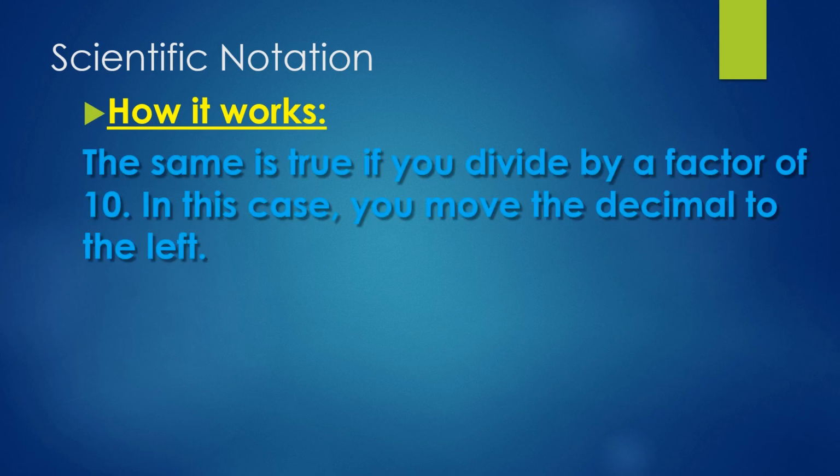Now, it can also work the opposite way. The same is true if you divide by a factor of 10. In this case, you're going to move the decimal to the left for each factor of 10. So, for an example, let's take this number of 500 and divide it by 10. And again, this should be fairly simple. 500 divided by 10 should be 50. So again, we'll look at our basic number that we started with, 500, and I put the decimal in there for you. Then we're going to move it one place to the left because we're dividing by one factor of 10. And that gives us 50.